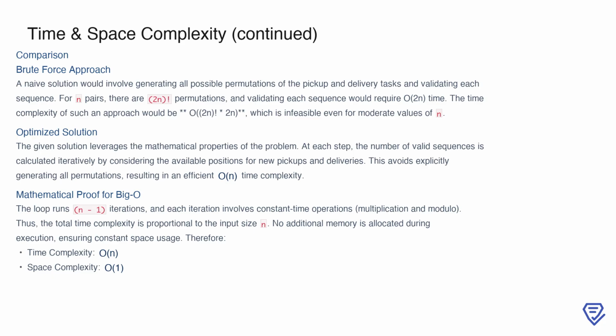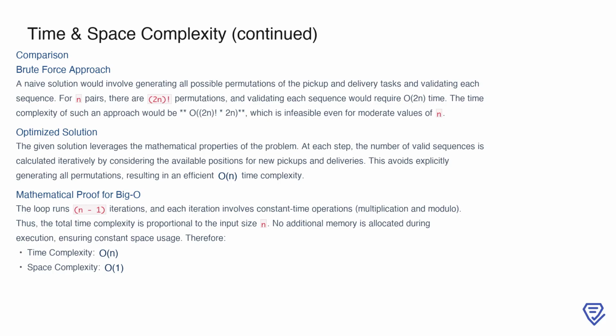To provide a comparison, consider a brute force approach to solving this problem. A naive method would involve generating all possible permutations of the pickup and delivery tasks and then validating each sequence to check if it meets the problem's constraints. For n pairs, there are (2n)! possible permutations, and validating each sequence would require O(2n) time. This results in a staggering time complexity of O((2n)! * 2n), making it computationally impractical even for small values of n.